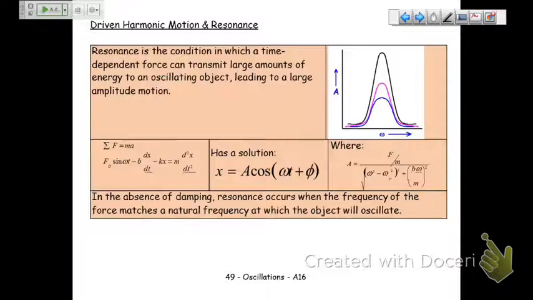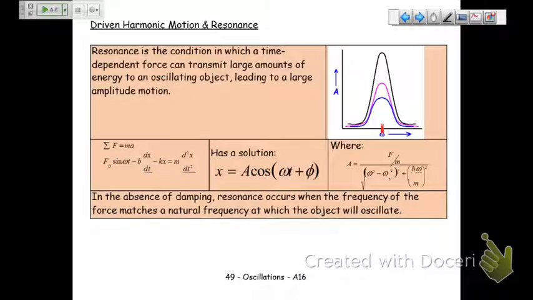So resonance, we're going to come back to. It's really important. There's some math here. I don't need to worry about that math. All I need to worry about is this idea that when you have the driving frequency at the same as the natural frequency, you will store more and more energy in the system, and it will be manifest somehow.